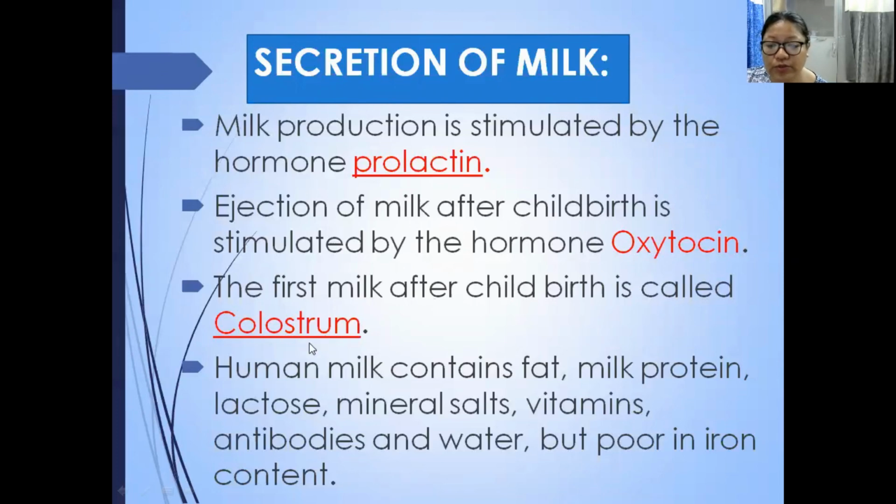And what does human milk contain? Human milk contains fat, milk protein, lactose, mineral salts, vitamins, antibodies, and water, but is poor in iron content. That means if the baby feeds on milk, the baby will be getting all these things except iron. So in order to gain iron, the baby should be fed some other iron-containing food products.